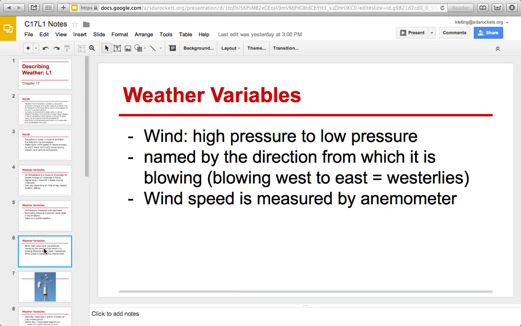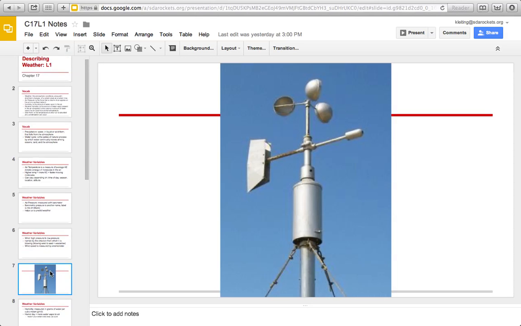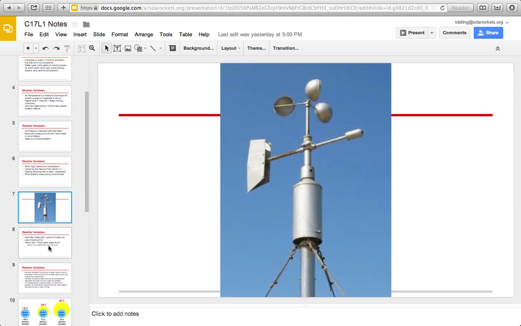Wind speed is measured by an anemometer. And that is what this looks like. You might have seen a few of these out maybe in the country. They have weather stations kind of sprinkled around, and this would be at the very top of it.